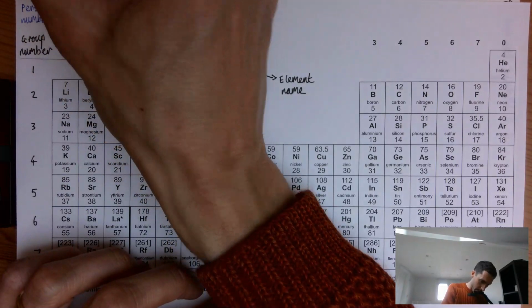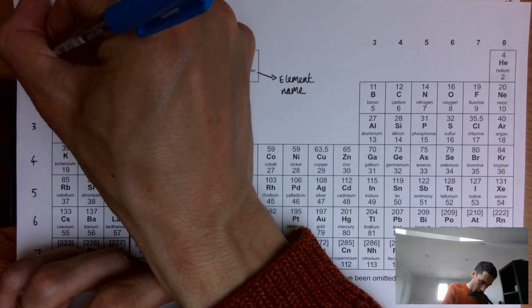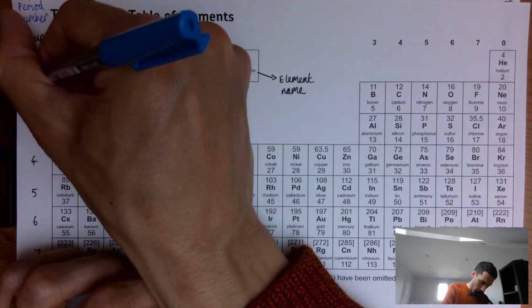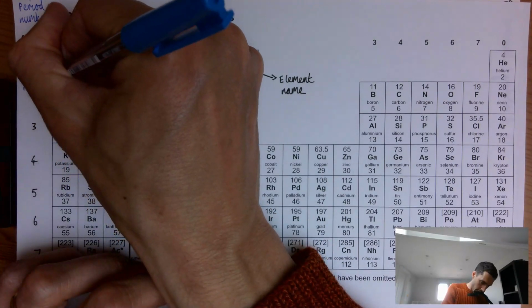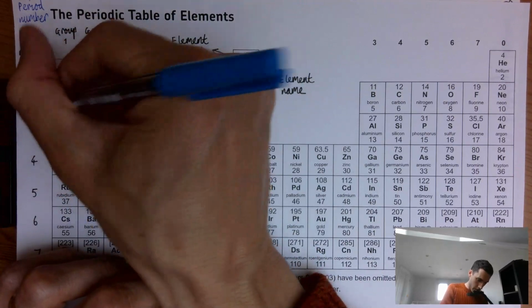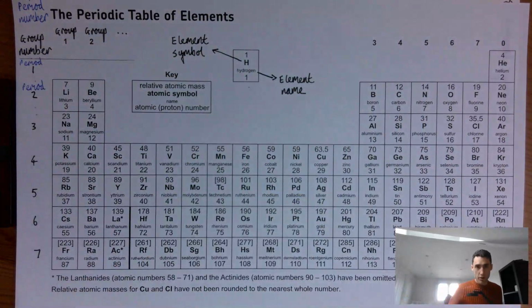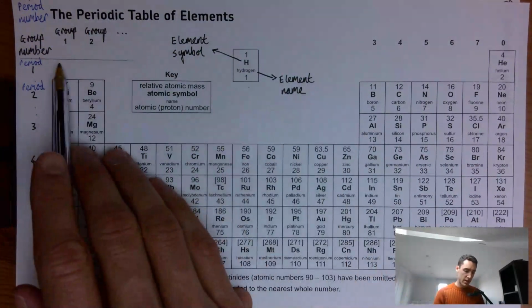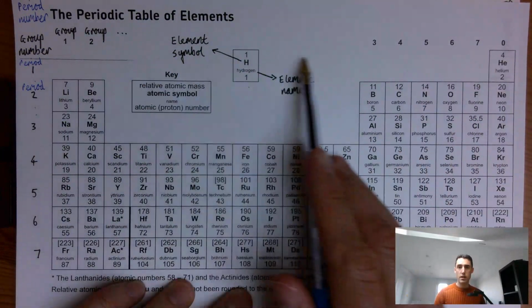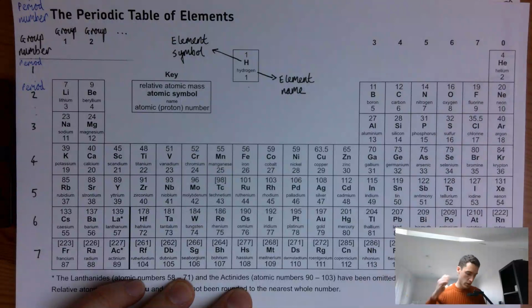And again, just to emphasize, I might write period 1, period 2, something like that, just so they know that these are the periods. And it's just worth emphasizing to them, this one is a period. This is the top row.